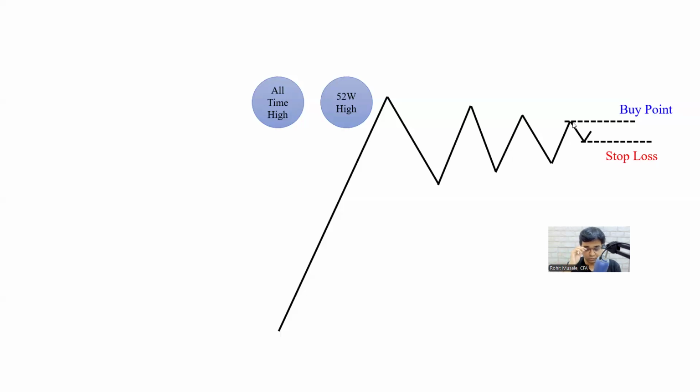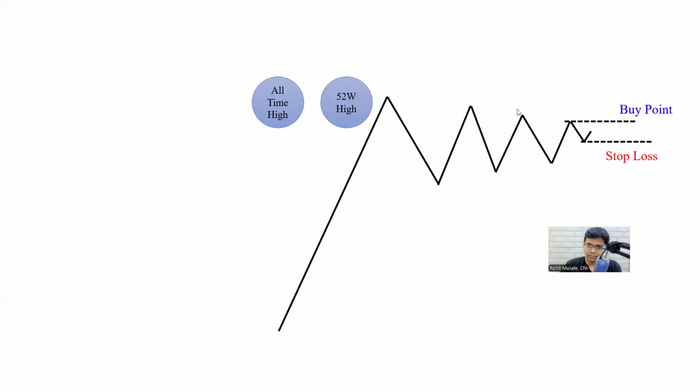Okay, confirmed stage 2 uptrending stock means the 50-day moving average is above the 150-day simple moving average, and the 150 days above the 200-day simple moving average. Preferably, the price should be above all the three moving averages, and preferably all the three moving averages should be sloping up. That is called a stage 2 uptrending stock. So this setup applies only to stage 2 uptrending stocks.